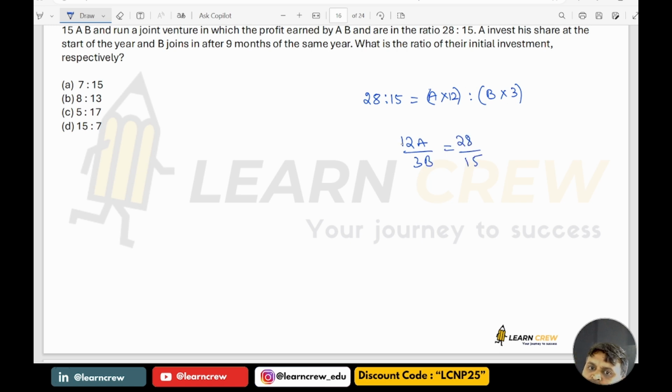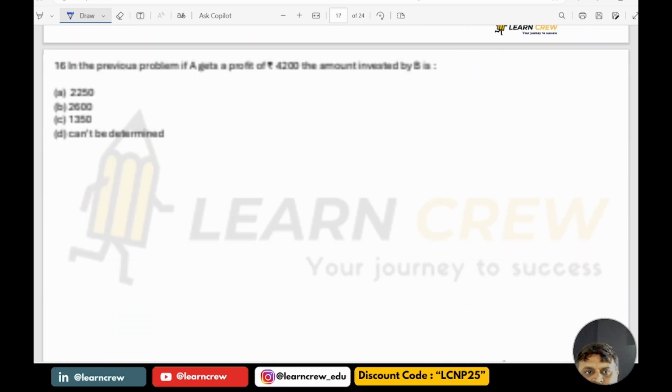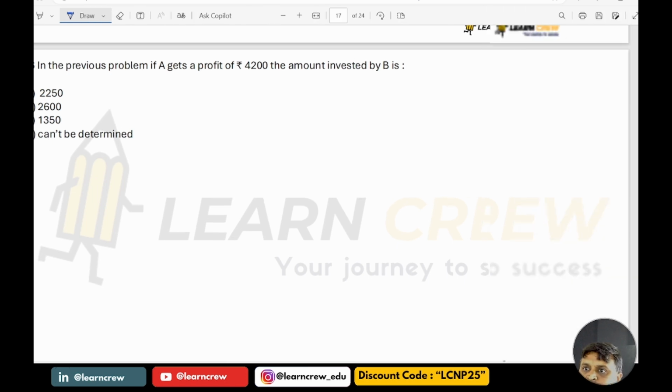So 4 threes are 12, 4 sevens are 28, 3 cancel. So A is to B is how much? 7 is to 15. So the answer is 7 is to 15. Next. In the previous problem, if A gets a profit of 4,200 rupees, then the amount invested by B.